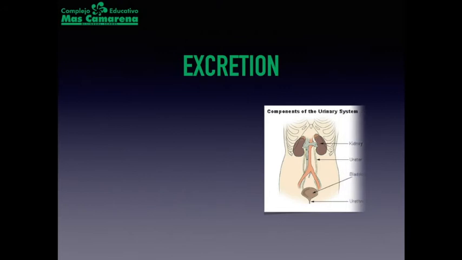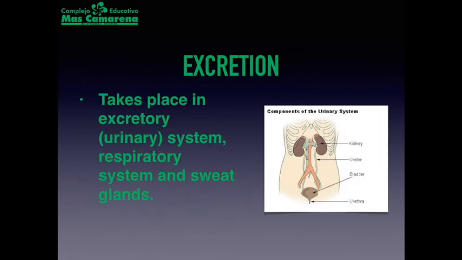And finally, excretion. Now, this takes place in the excretory or urinary system, the respiratory system and the sweat glands, and is all about eliminating waste. For example, in the urinary system, we're excreting urine. In the respiratory system, we're getting rid of carbon dioxide. In the sweat glands, it's all about sweat.